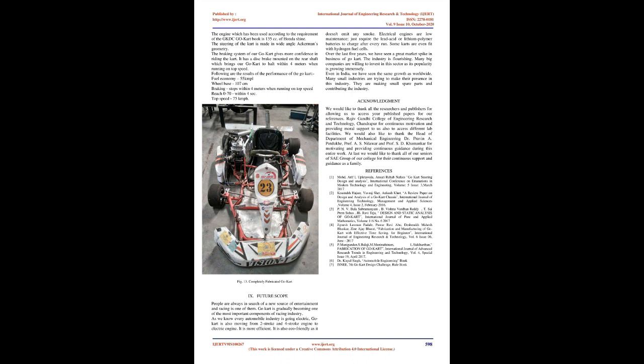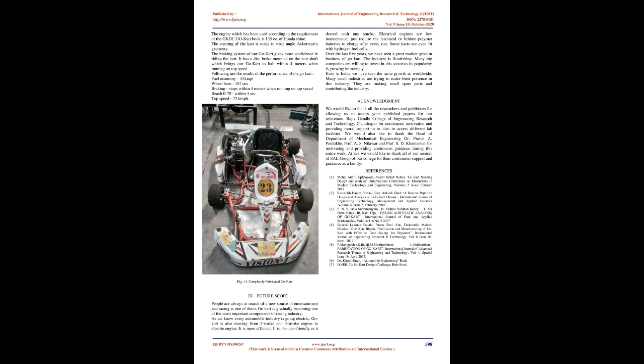8. Conclusion. As we know, for making any go-kart the foremost important point is the design of the go-kart. Then comes the material selection, which we use for making the base of a go-kart, i.e. the chassis on which all the parts of the go-kart are mounted. The material which we have used is AISI 4130, which is free from failure and safe for the rider. The engine used, according to the requirement of the GKDC go-kart book, is a 135 cubic centimeter Honda Shine. The steering of the kart is made in wide-angle Ackermann's geometry.